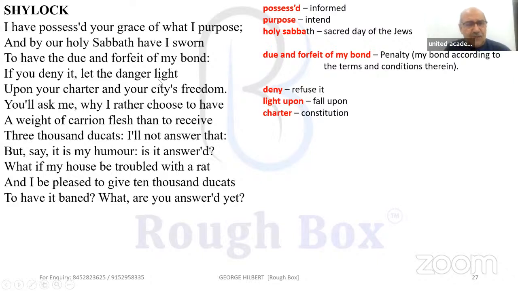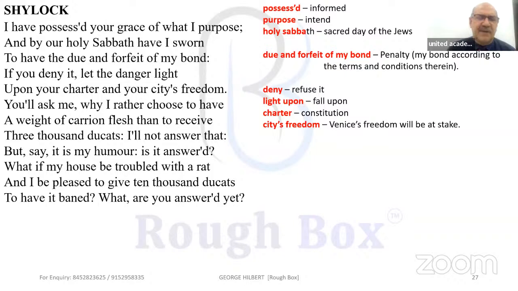The danger of lawlessness. The charter here is the constitution. If you deny me justice, then your constitution will be in trouble. People will say the laws of Venice are useless. They are different for the locals and different for the foreigners. Let the danger light upon your charter and your city's freedom. How will it be dangerous to the freedom of the city?